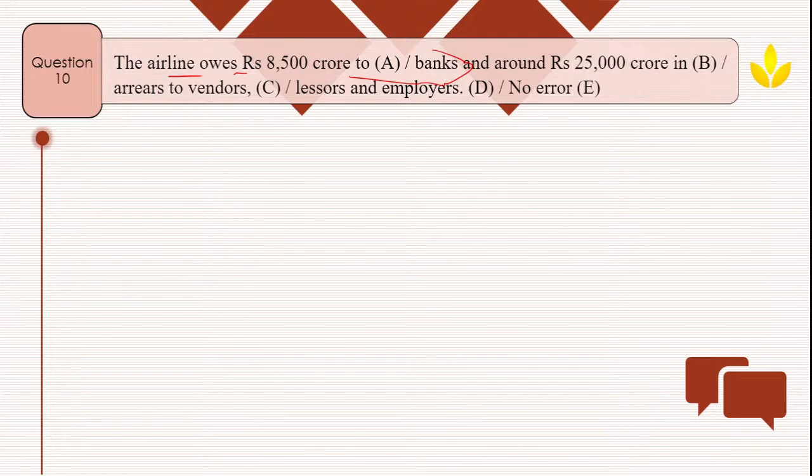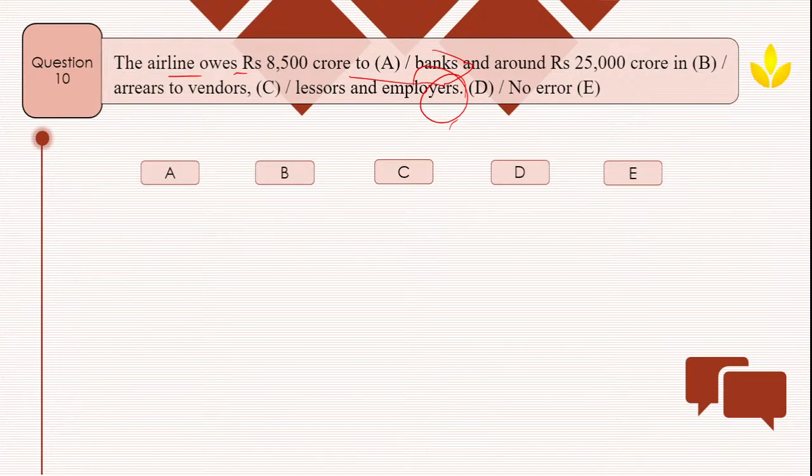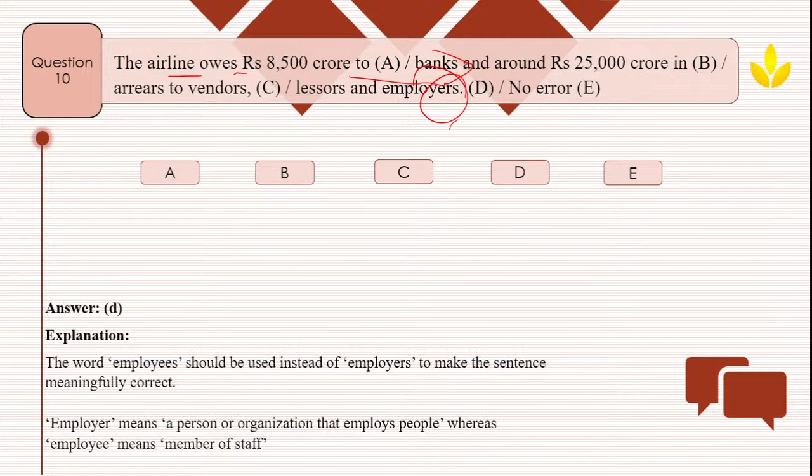So what is the error in this? Here the word form error is given. Employer means the person who employs people. So it should be lessors and employees. That is the correct answer. Next question.